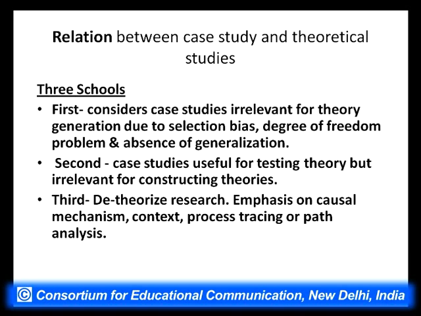The first school considers case studies irrelevant for theory generation due to selection bias, degree of freedom, and absence of generalization. Selection bias, as I told you, comes in a study when you try to select a case on the basis of the dependent variable. There are two types of variable, the independent variable and the dependent variable. When you select a case on the basis of the dependent variable, then selection bias might come in. In that case, you cannot randomize your sample. You cannot randomize the number of cases. So selection bias is a problem in the case study.